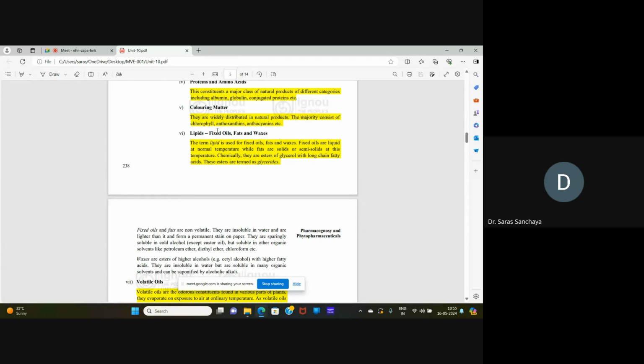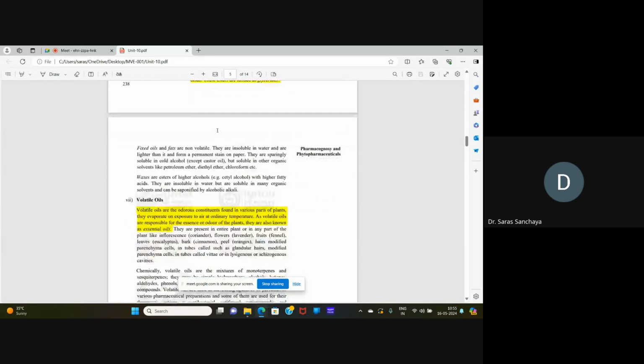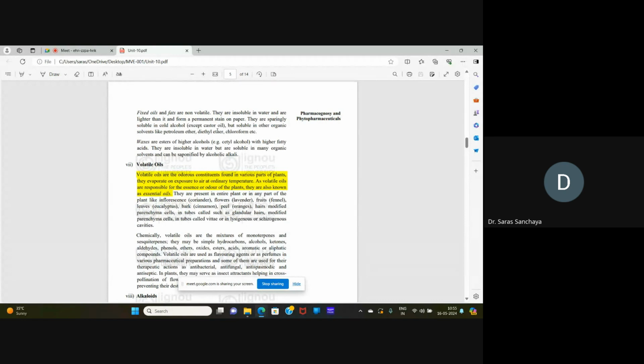These esters are also termed as glycerides. Now, fixed oils and fats are non-volatile. They are insoluble in water and are lighter than it and form a permanent stain on paper. Volatile oils. Volatile oils are odorous constituents found in various parts of plants. They evaporate on exposure to air at ordinary temperature.